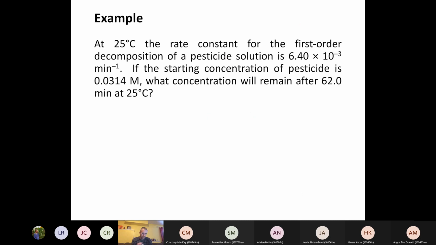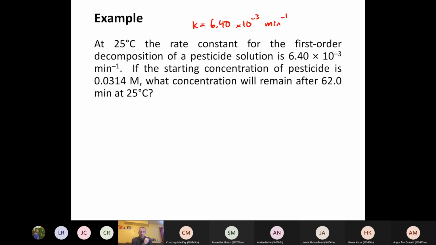Great, we're doing well. Let's do an example. At 25 degrees Celsius, the rate constant for the first order decomposition of a pesticide solution is that. So a rate constant, remember, is k. k equals 6.40 times 10 to the minus 3 minutes to the minus 1.